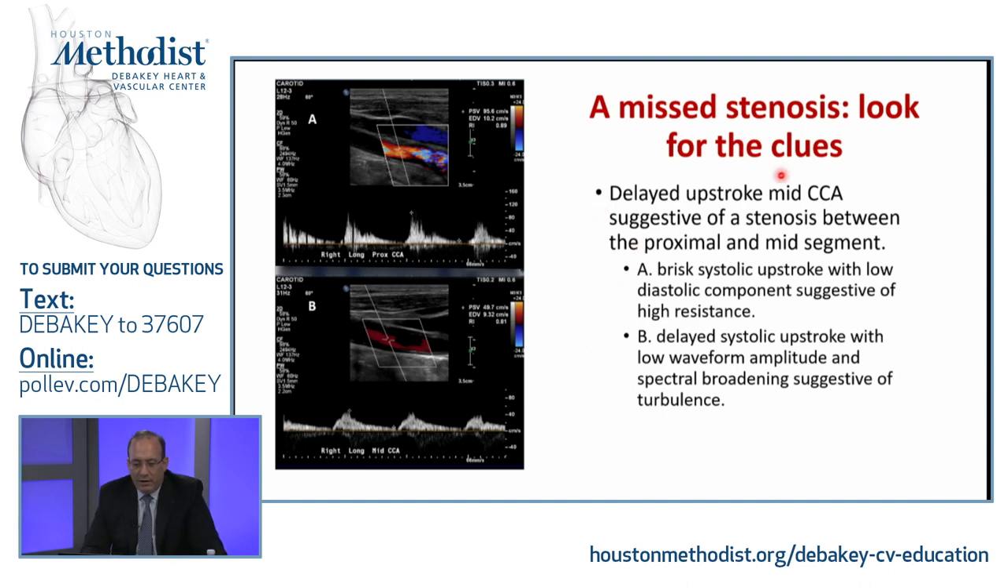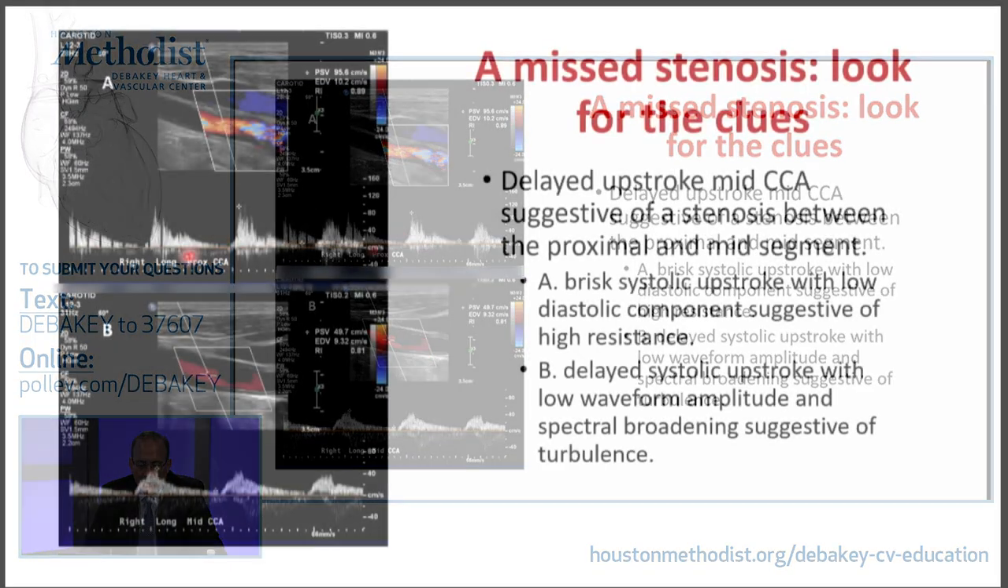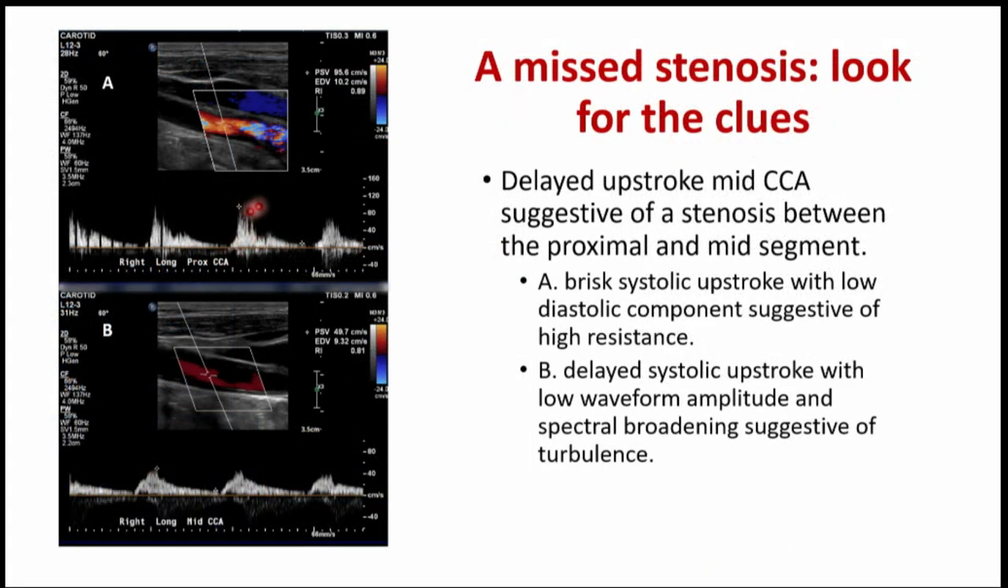Now, let's look at another area. Here's an area where almost a stenosis is missed, right? So you have sort of the velocities here, the waveforms in the common carotid artery. And you see that there's some high resistance. Remember, the common carotid has to have a mixed waveform. But here you see that there's a sort of a high resistance end-diastolic component here, okay?